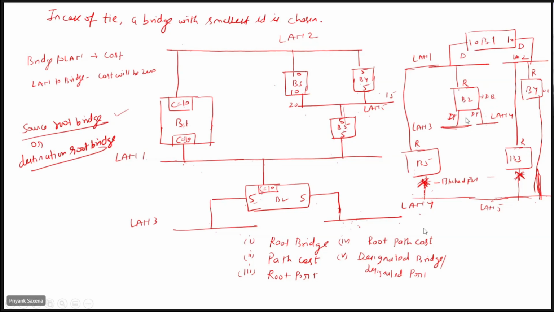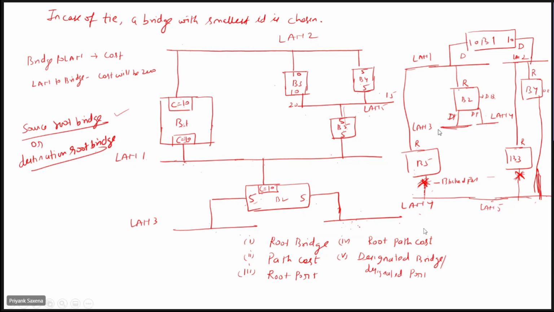So in root path cost, we see reaching from B5 to B1, reaching the root, from anywhere to the root. Root path cost is for each bridge: the cost of the path to the root bridge with minimum cost. From each bridge, the cost to reach the root bridge is called the root path cost.